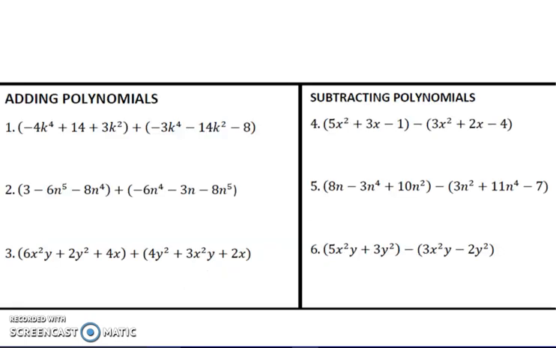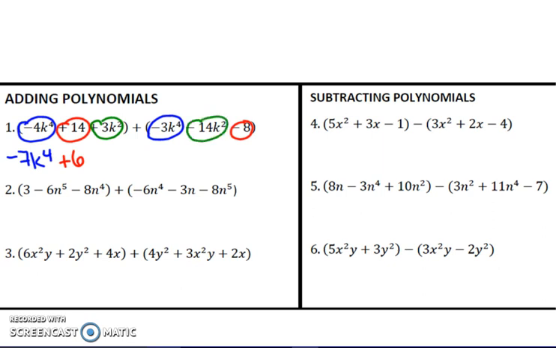Now, if we look at adding to start, I'm going to combine like terms. So I have -4k to the fourth and -3k to the fourth, which gives me -7k to the fourth. If I look, and I'm going to use different colors, I have +14 and -8, which gives me a +6. And then I have +3k squared and -14k squared, which gives me -11k squared.